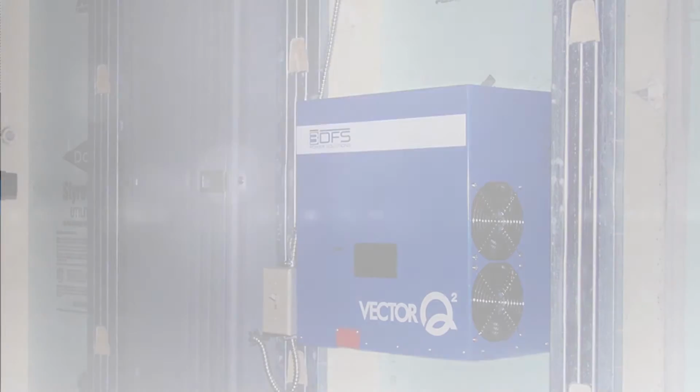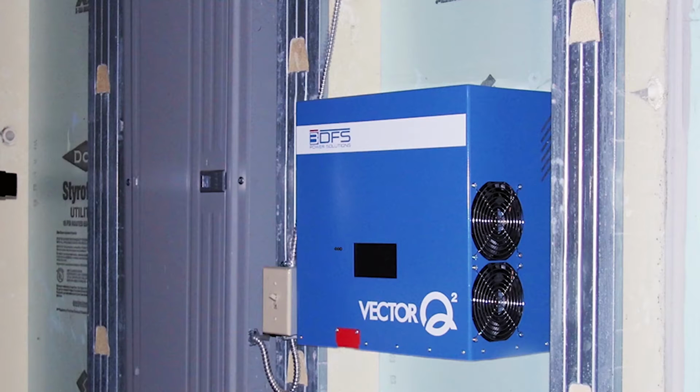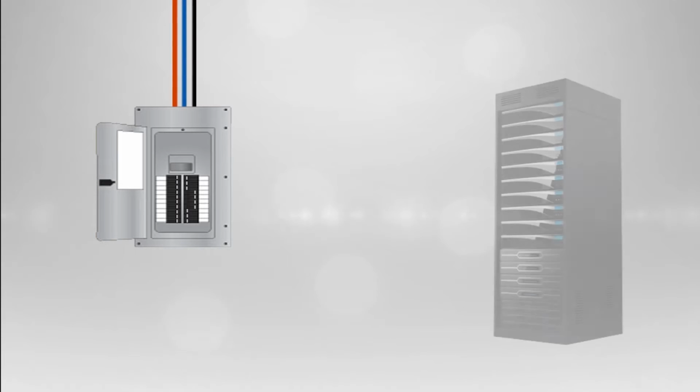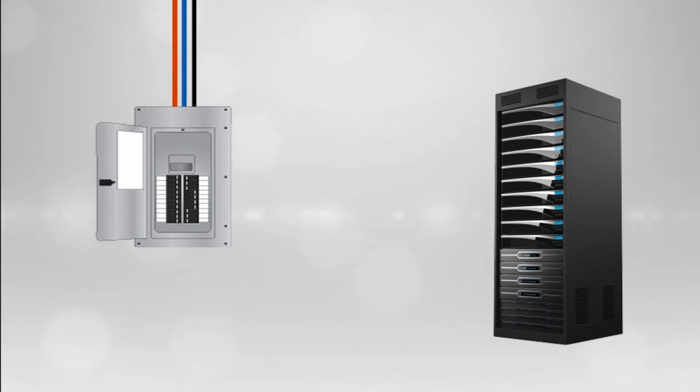For this server rack video series, we are demonstrating the Vector Q2 power controller in an isolated 3-phase 240-volt breaker panel. This panel includes one server rack fitted with multiple blade servers and storage arrays operating at varying capacities. The server rack is powered on 2 phases, denoted as L2 and L3.